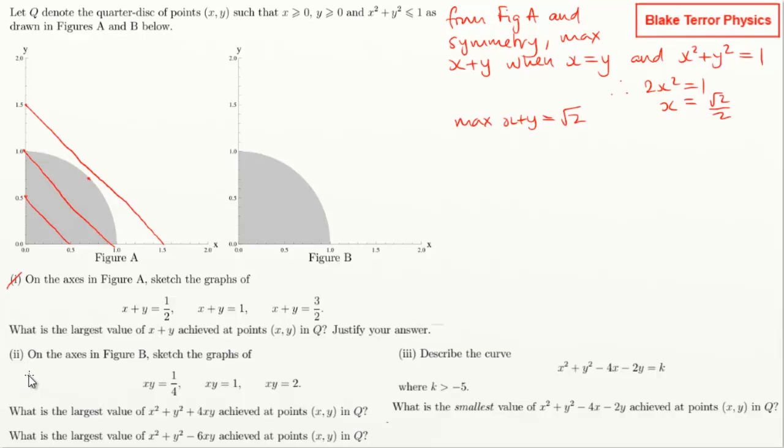Next bit, part 2. On the axes in figure B, we've got 3 more graphs to sketch and then a couple more largest values to work out. x times y is a quarter, x times y is 1, x times y is 2. So y equals 1 over x, the middle one. I'll draw that first. If x is a half, y will be 2, so it's got to go through there. If x is 1, y will be 1. If x is 2, y will be a half.